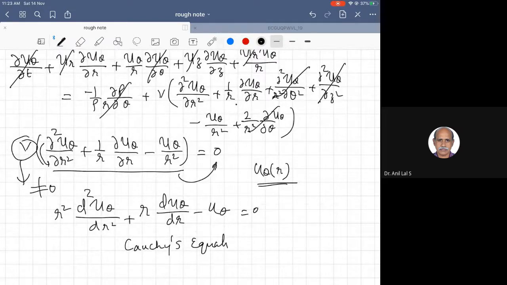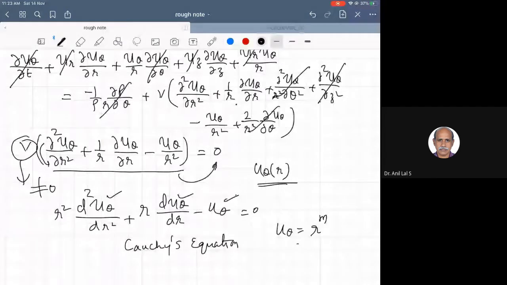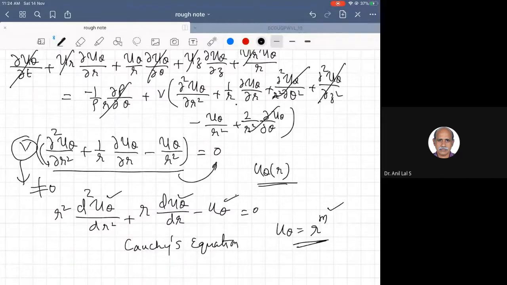Cauchy's equation. And we know that the dependent variable u theta can be satisfied by a solution of the form r raised to m, where m is an arbitrary constant. If we take u theta equal to r raised to m, we will be able to solve for m, and by using the values of m you get u theta satisfying this equation. What we are looking for is a function that satisfies the differential equation, which can be obtained by taking u theta is equal to r raised to m.